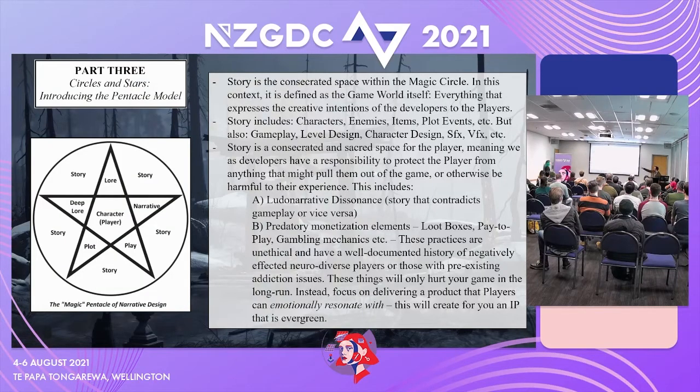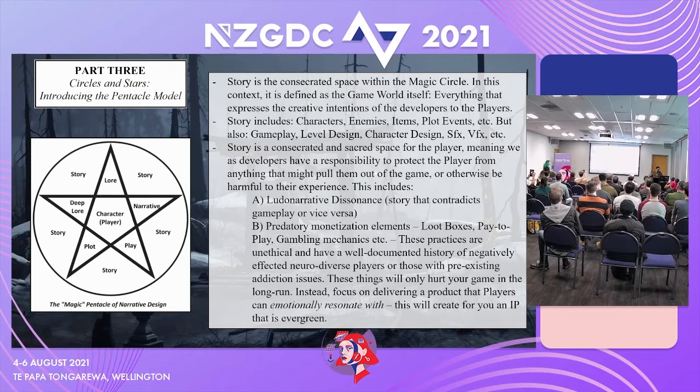And so here's my little template of the Pentacle. You'll see within the magic circle we have story all around there. Story is kind of like the consecrated space within the circle. In this context, it is defined as the game world itself, everything that expresses the creative intentions of the developers to the players. Story also includes characters, enemies, items, plot events, etc., but also gameplay, level design, character design, sound effects, visual effects, and so on.